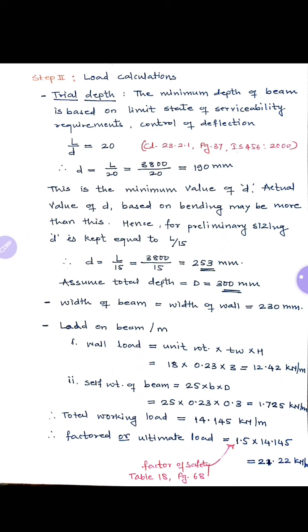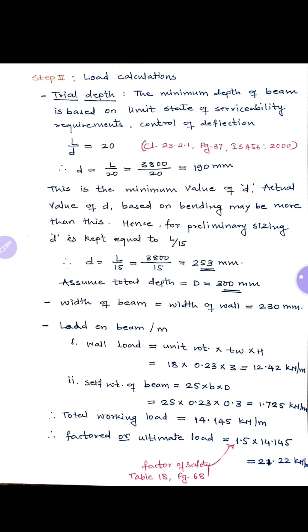So based on this L by 15, initial or trial value of D, we are going to consider effective depth d as 253 mm. It is 3800 by 15. Based on this, we will consider total depth, that is our overall depth, that is including effective cover. It will be 300 mm. Afterwards we are going to find out actual effective cover. Width of beam, we are going to keep it same as width of wall, that is 230 mm.